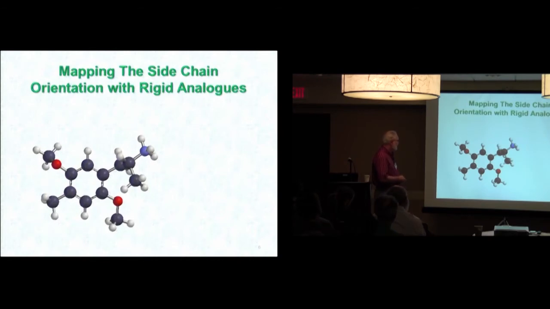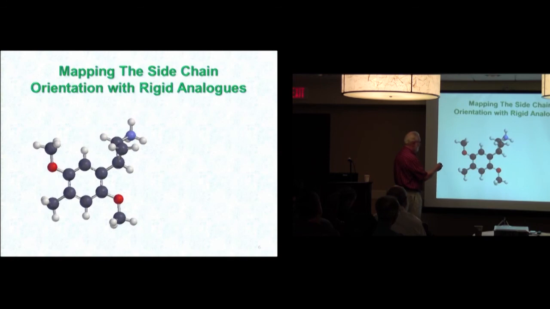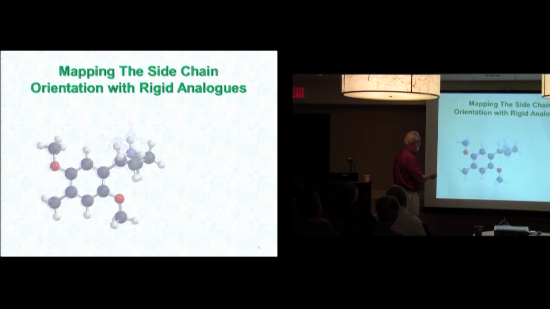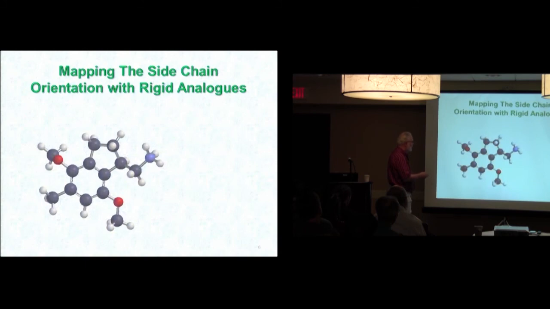We also spent a lot of time looking at the side chain. So this is DOM, but we did it with the DOB analog. And we played with the side chain. We made five-membered rings, six-membered rings, incorporated into big rings, etc. So here was a cyclopropyl up here. We made a cyclopropyl. We made a cyclobutyl. We made a five-membered ring here. Then we made a four-membered ring.